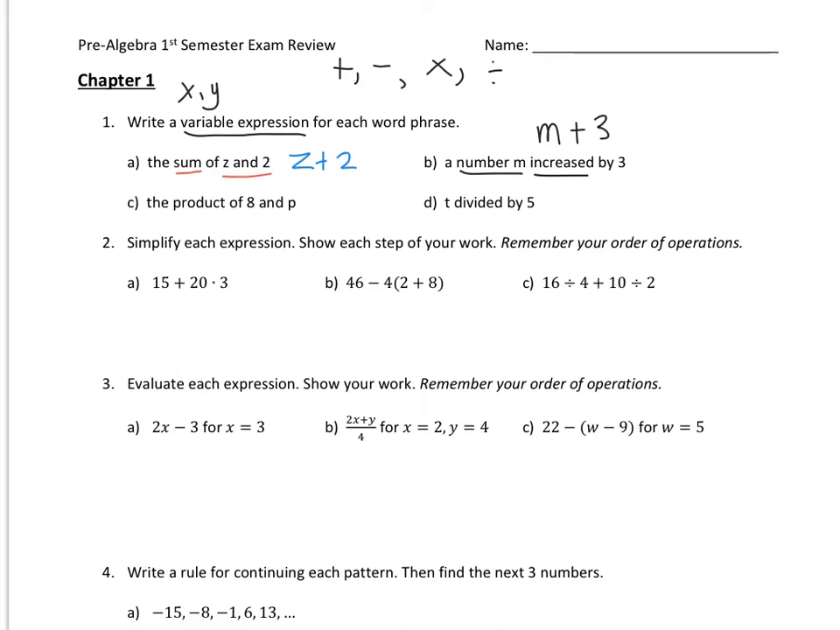Letter C. The product of 8 and p. Product means multiply. So you can write it as 8 times p or 8p. And then D, t divided by 5. So t divided by 5, or you can write it as t over 5.